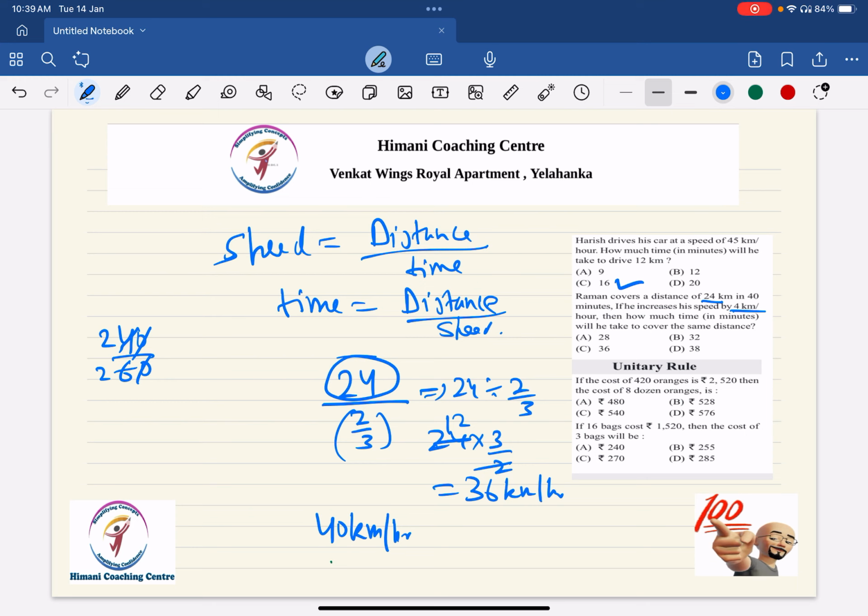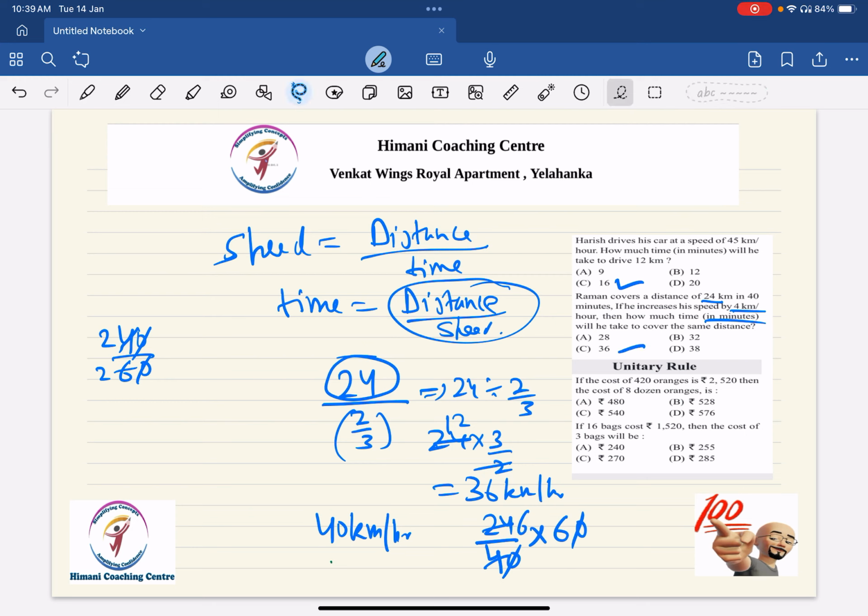So what is the time taken? Distance by speed. So let us do distance by speed. Now this would be answer in hours. They want the answer in minutes. So multiply this with 60. So this will go 4, 6, 6 into 6, 36 minutes is the answer. Okay, students.